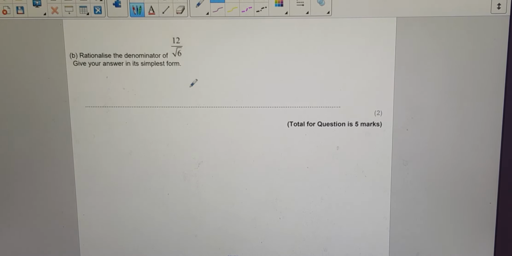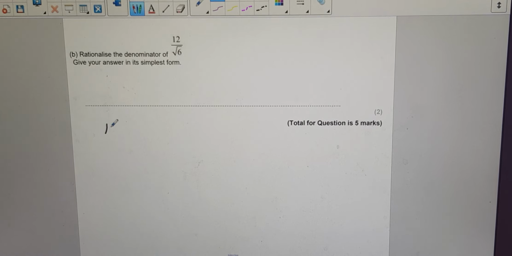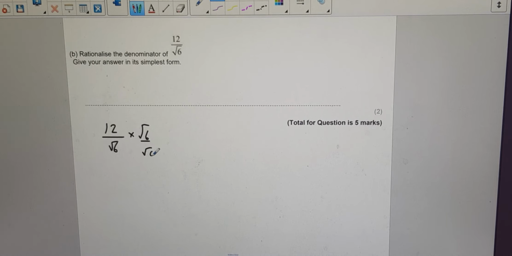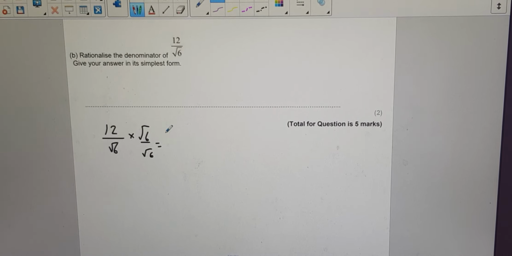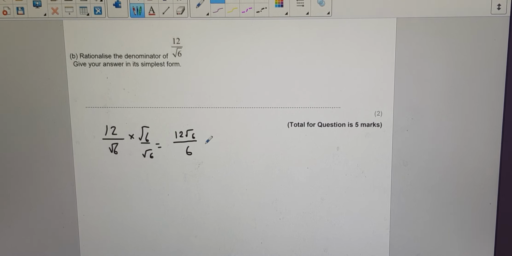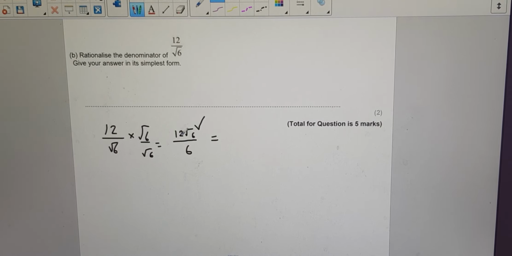This was the question. If I have 12 over root 6, well, I'll times that by root 6 over root 6. That will give me 12 root 6 over square root 6 times square root 6, which is 6. That will be my first mark, but 12 divided by 6 is 2. This will be my second mark.